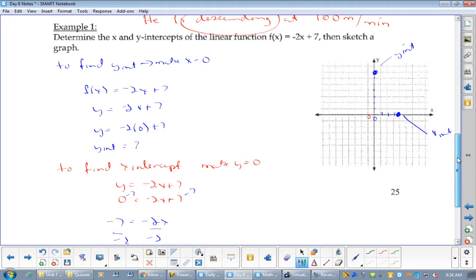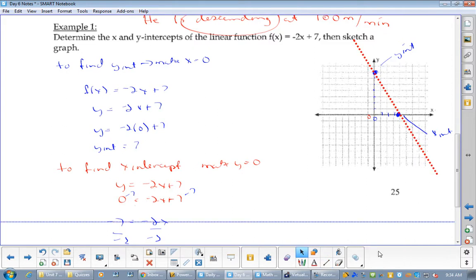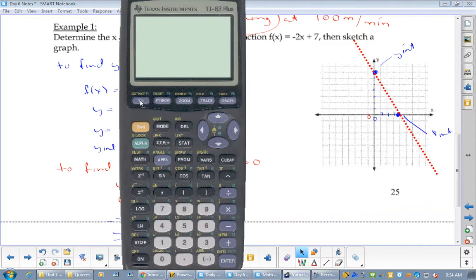Now if you know the x-intercept and the y-intercept, how many points does it take to make a line? 2. Do you need 3? 2 points is all you ever need. So if you ever need to draw a line, find your x-intercept and your y-intercept fast, and this will be the equation of your line.